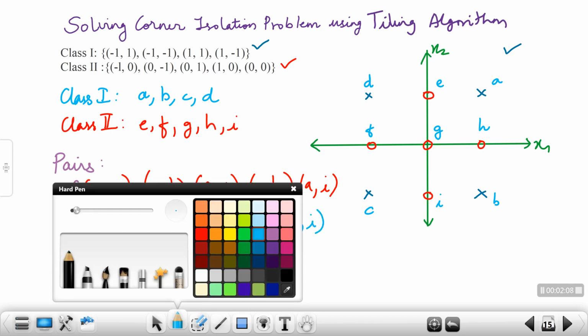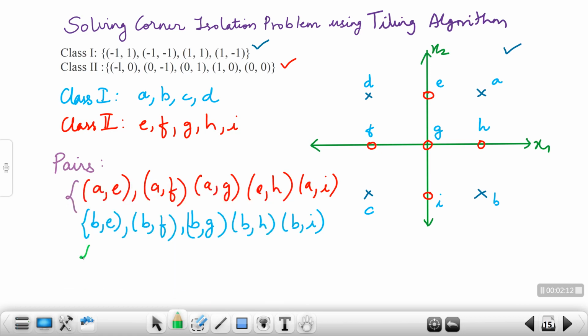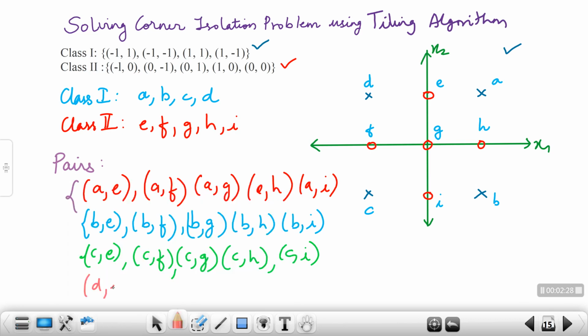Similarly we can write the pairs in terms of C and D. The pairs in terms of C are C, E, C, F, C, G, C, H, C, I. And then lastly the pairs in terms of D: D, E, D, F, D, G, D, H, D, I.